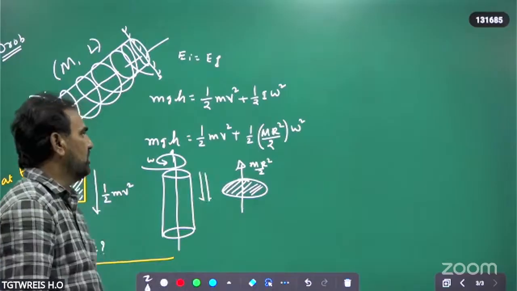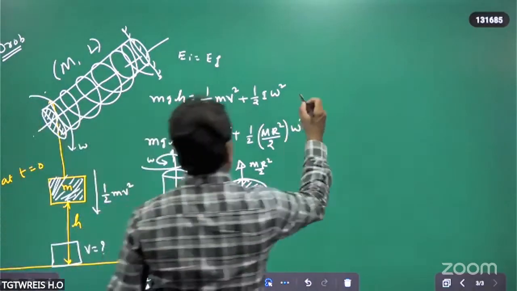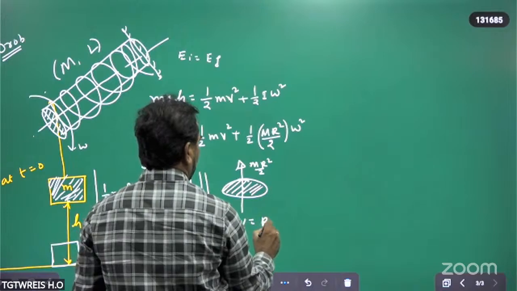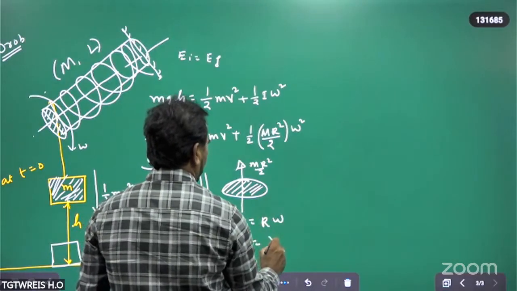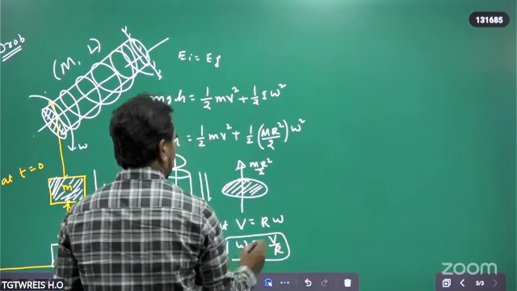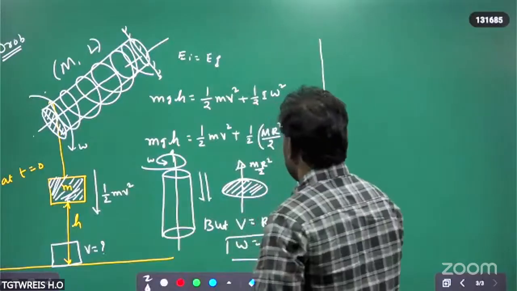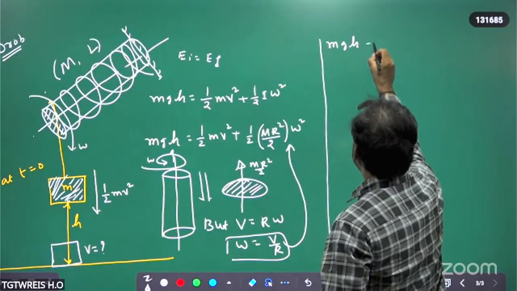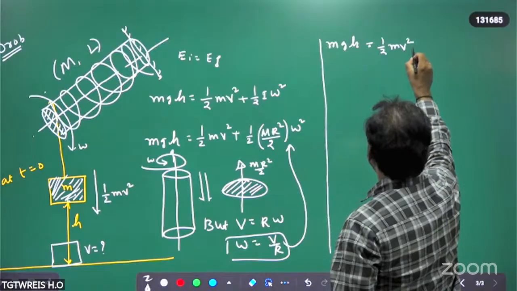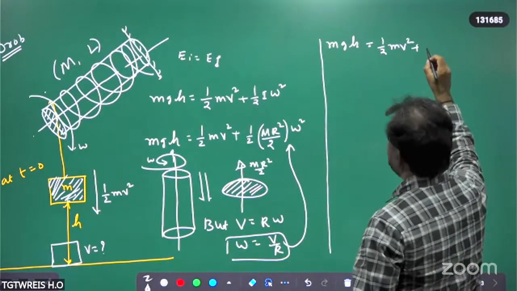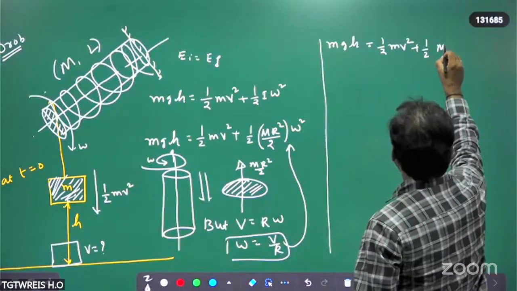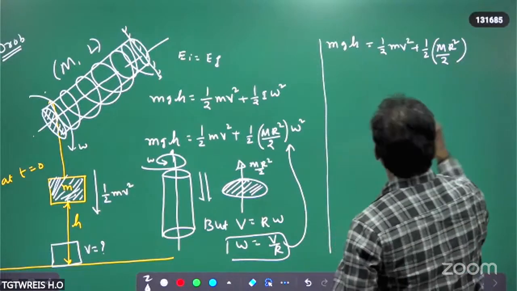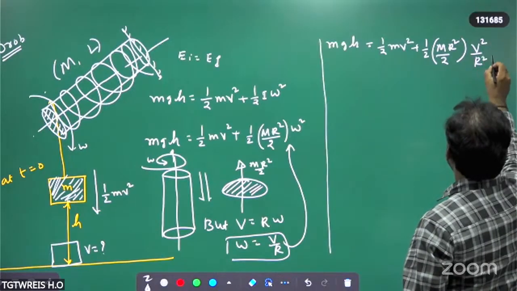What is that? Mr square by 2 into omega square. But v is equal to r omega, which is already known. From this, omega is V upon R. Substitute this value in this equation. Then what will you get? mgh is equal to half mv square plus capital M, half into capital M into R square by 2 into omega square, which means v square upon r square.